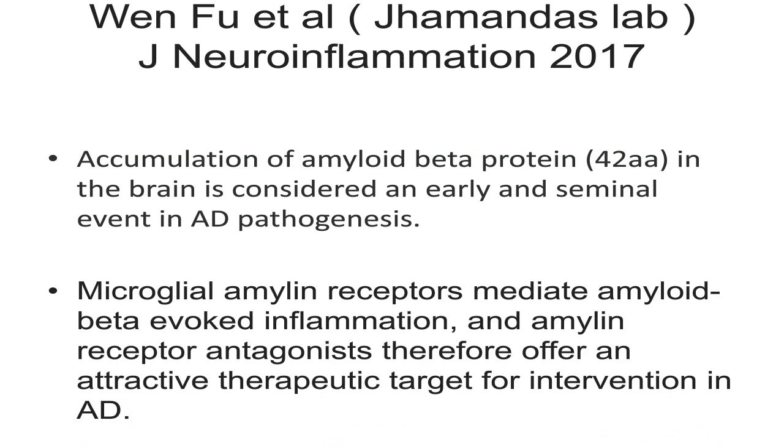So accumulation of amyloid beta protein, which is a 42 amino acid protein processed out of amyloid precursor protein, builds up in the brain and is considered an early and seminal event in Alzheimer's pathology. Furthermore, microglia cells, which are macrophage-type cells within the central nervous system, within the brain, have amylin receptors that mediate amyloid beta-evoked inflammation. And so, therefore, amylin receptor antagonists offer an attractive new therapeutic target for intervention in Alzheimer's patients.